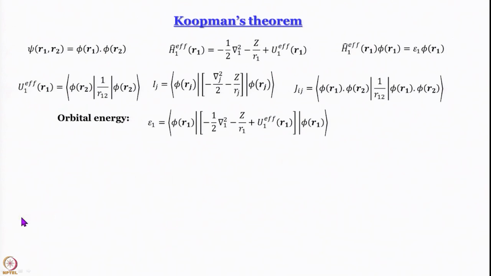Now, how do you evaluate this? Again you can expand it. So, this will be integral phi of r1 star multiplying minus half del 1 square operating on phi of r1, plus integral phi of r1 multiplying this u1 effective r1 and so on and so forth. Sorry, I forgot to say that in the first integral you will include this minus Z by r1 as well. Since I forgot, I will write it.